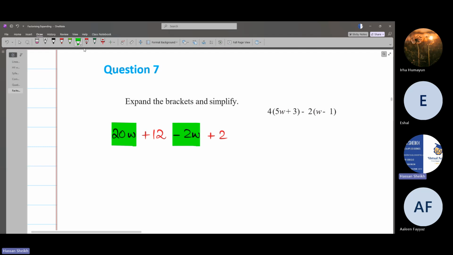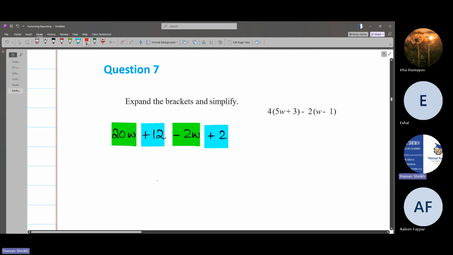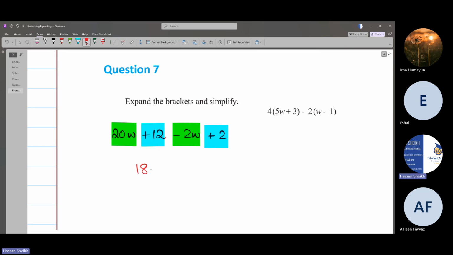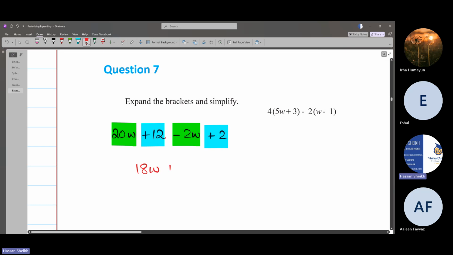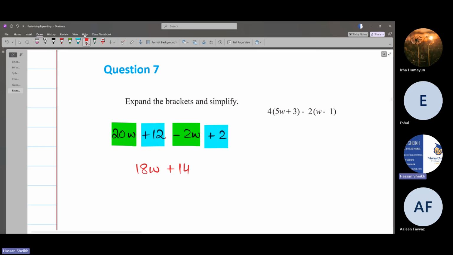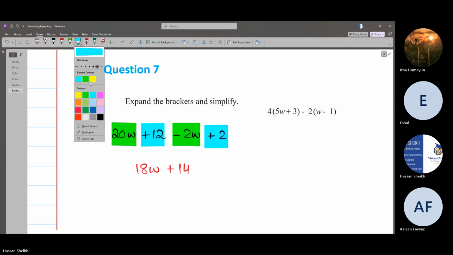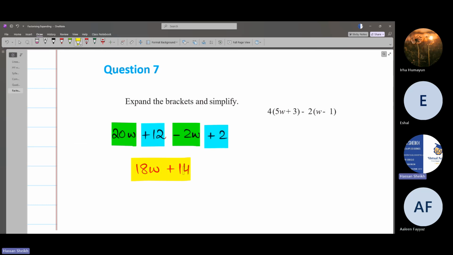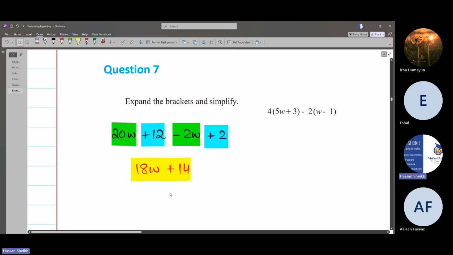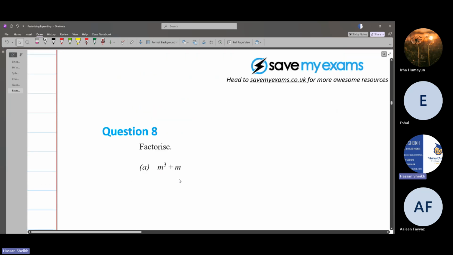Yes, we do have like terms. These are the like terms. 20w minus 2w is 18w. 12 plus 2 is plus 14. Any doubt? No. Not at all. Okay, got it done.